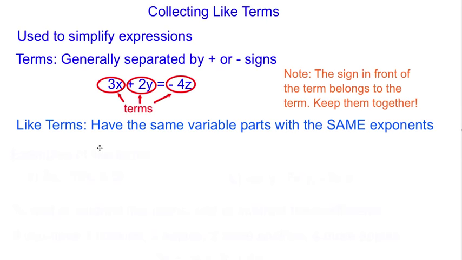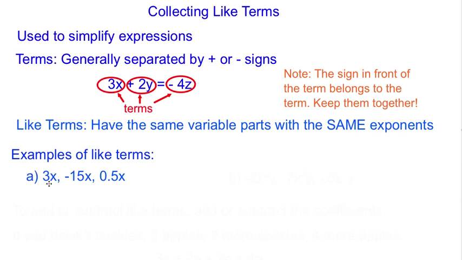Alright, so like terms are terms that have the same variable parts, and this part's really important. But they also have the same exponent on those variable parts. So let's have a look at some examples. So here are three like terms, 3x, negative 15x, and 0.5x. They all have x's in them. The x's all have the same exponents. There are no exponents written here, so the understood exponents are 1. So these are like terms because they have the same variable part with the same exponent.